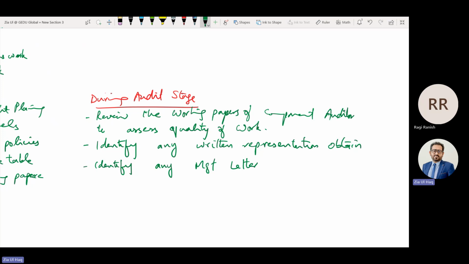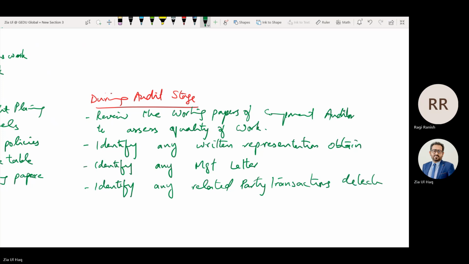So we need to identify what management letter he has sent to company management, so that from consolidation point of view, we can assess the significance of those weaknesses, whether those weaknesses are significant from consolidation point of view or not. We need to identify any related party transactions detected during the audit, so that from consolidation point of view, we can see whether the disclosure in consolidated financial statements is required or not.